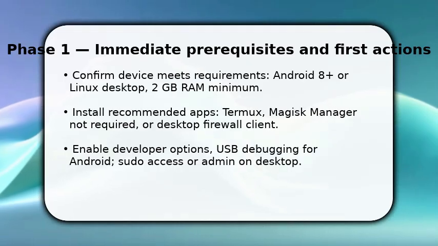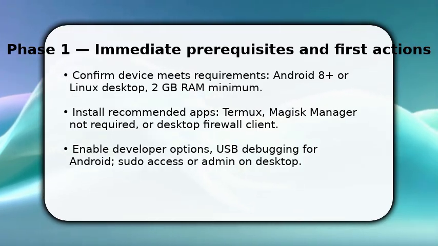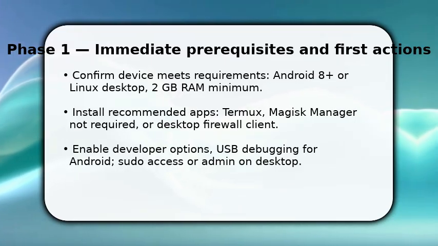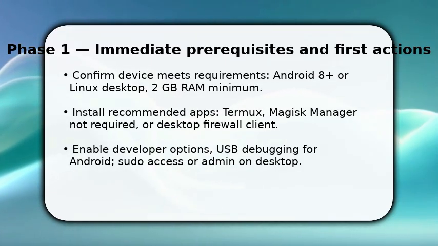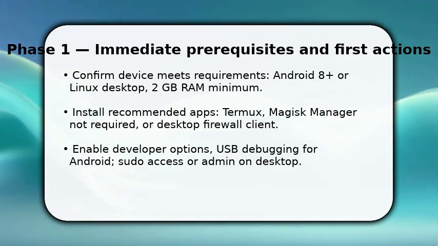You start by verifying prerequisites and then begin setup immediately. Install a user space No Root Firewall app on Android or a desktop packet filter that runs without kernel modules. This avoids rooting. Once installed, grant necessary network permissions. Do not grant root. Make sure you enable developer options and USB debugging only if you plan to capture logs.